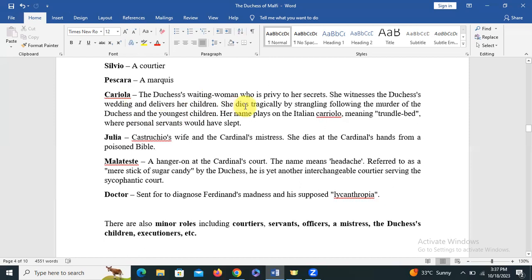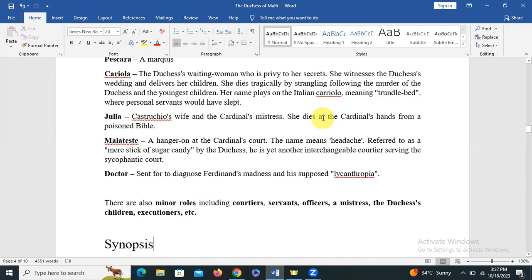She dies tragically by strangling following the murder of the Duchess and the youngest children. Her name plays on the Italian. Okay, this is something that her name has been taken from this word. So this is the detail of her name.